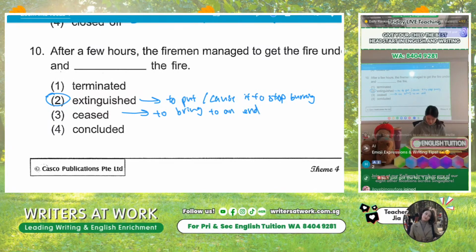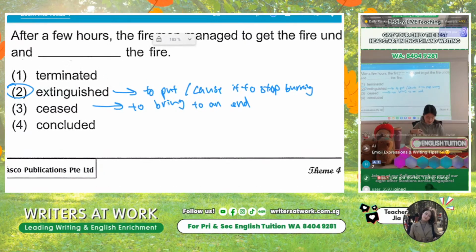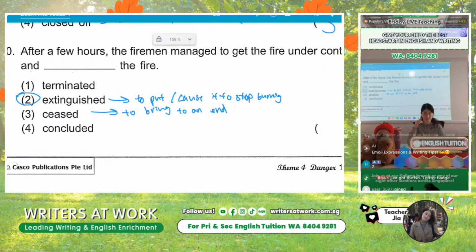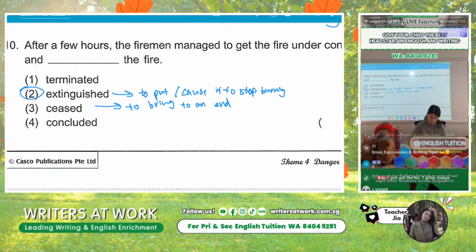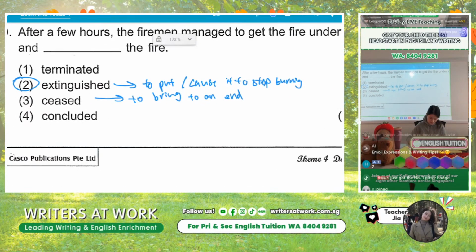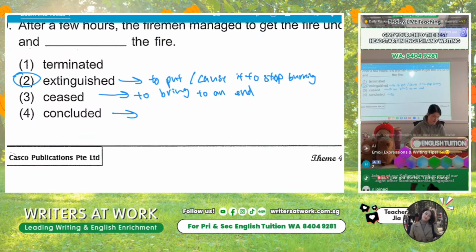Means to bring to an end. So you can say cease to continue. My brother's snoring ceased. It stopped essentially, right? The rain ceased after an hour. Then we have concluded. Concluded, which means again to bring to a close.